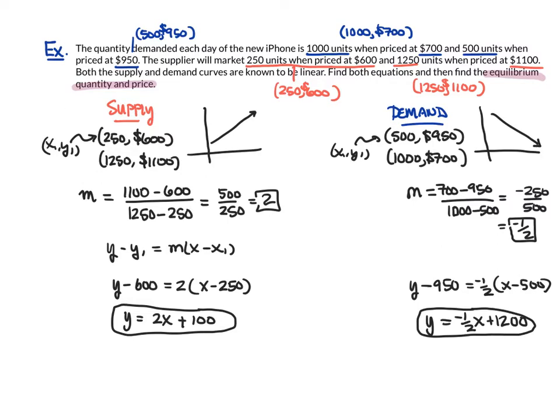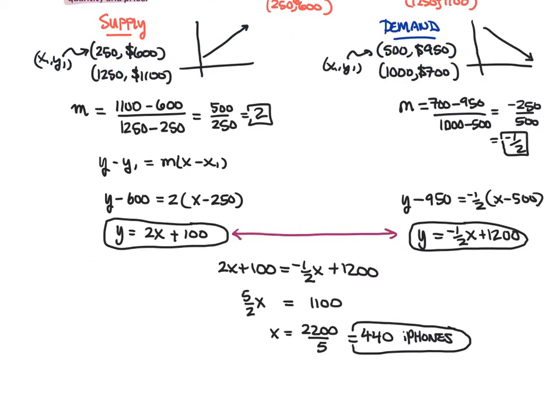And what we need to do for that is actually set these two equations equal to one another. So we're going to algebraically set these equal and then solve for x. And you can see what happens here. I've set the equations equal to one another. You can bring this x term over here for 5/2, and you subtract 100 from both sides to get 1100, and then you can solve for x.